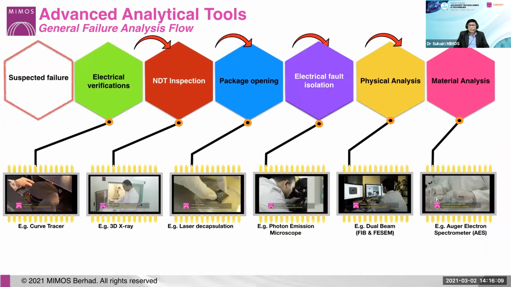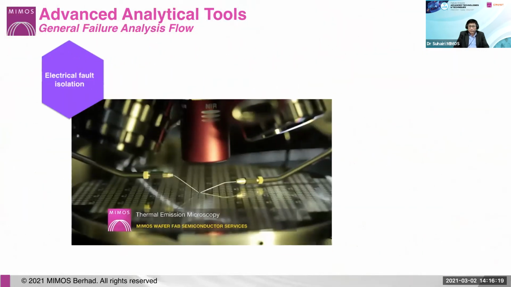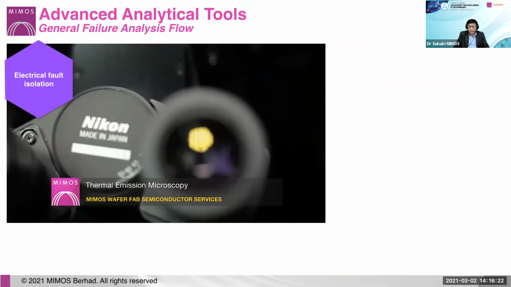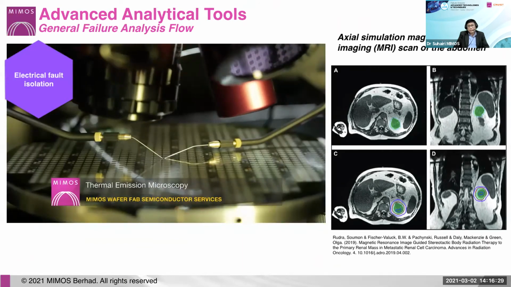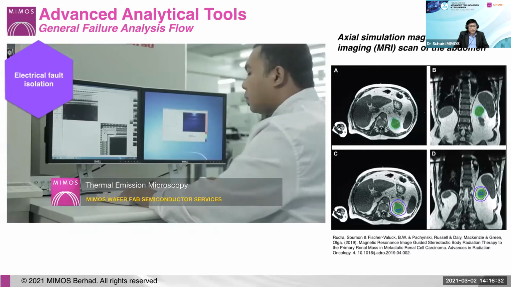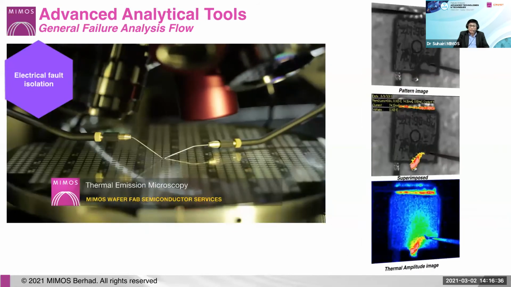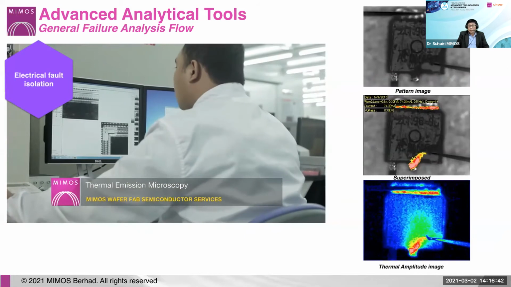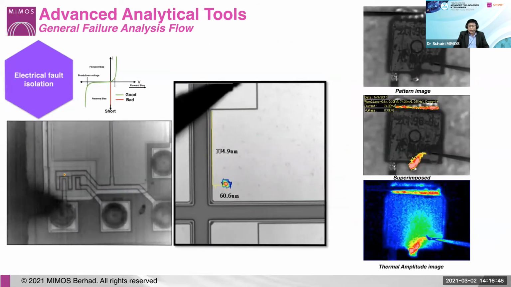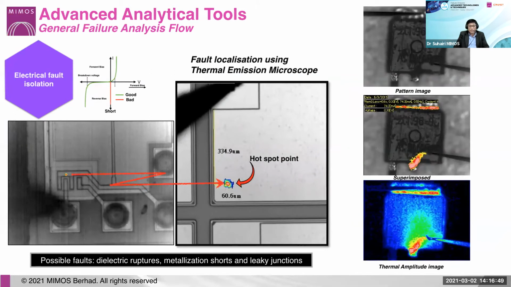Another important step or tool in identifying faults in IC packaging is the use of fault localization equipment such as a thermal emission microscope. Again, just like in medicine, when a person needs to be diagnosed for symptoms such as cancer, the patient needs to undergo an MRI scan, where the possible diagnosis of tumor existence can be ascertained. Similarly, in the case of an IC chip, symptoms of a faulty device presented during earlier electrical verification can be further elaborated by observing any excessive heating, which indicates a high current flow, which may be due to defects or abnormalities like dielectric ruptures, metallization short, or leaky junctions.